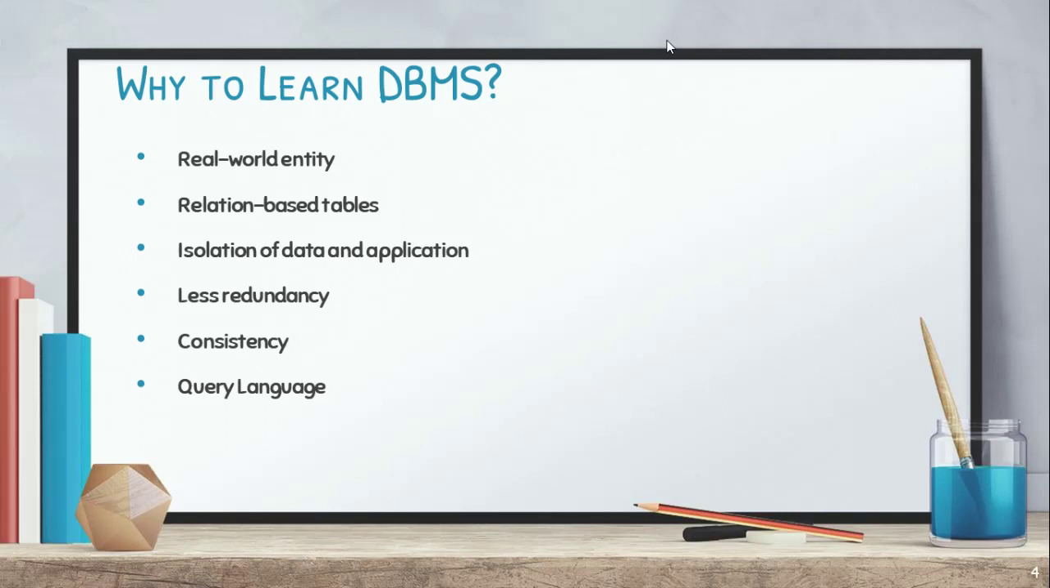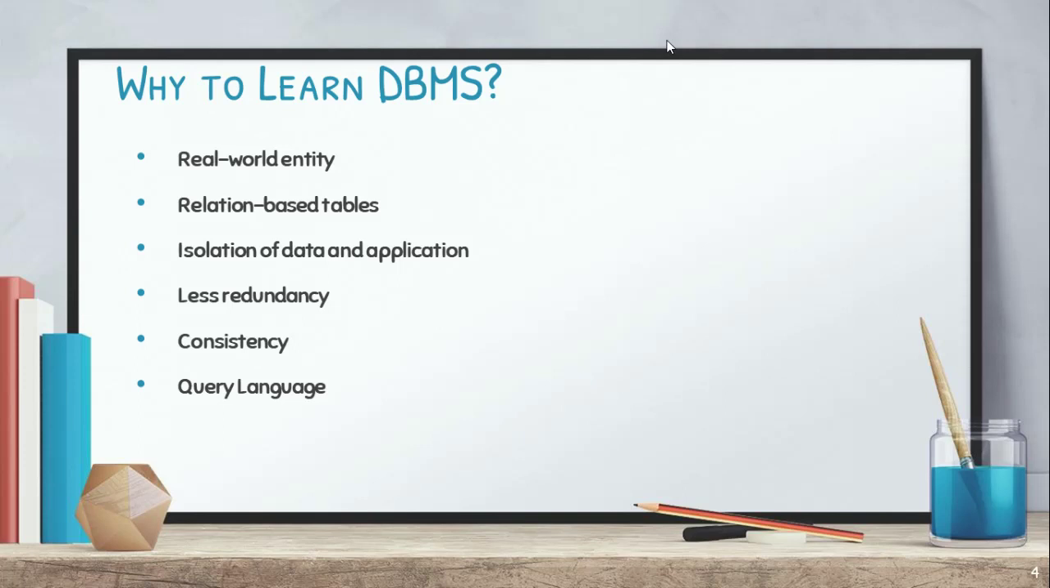Next one, relation-based tables. It allows entities and the relations among them to form tables. A user can understand the architecture of a database just by looking at the table names. Third one, isolation of data and application. A database system is entirely different from its data. A database is an active entity, whereas data is said to be passive, on which the database works and which it organizes. It also stores the metadata, which is data about data, to ease its own process.